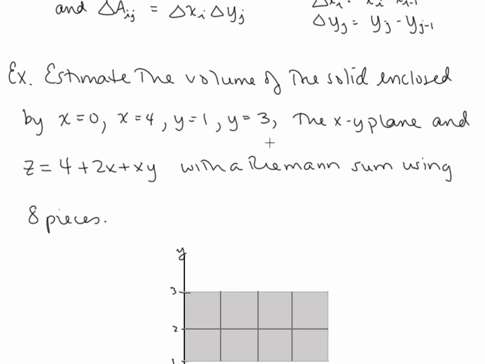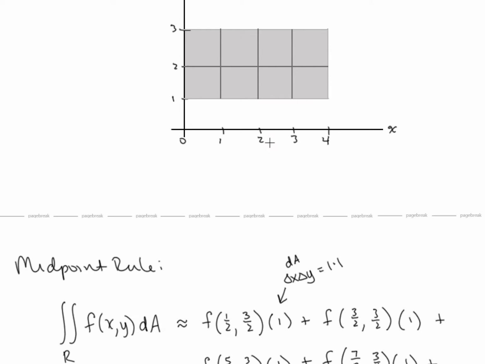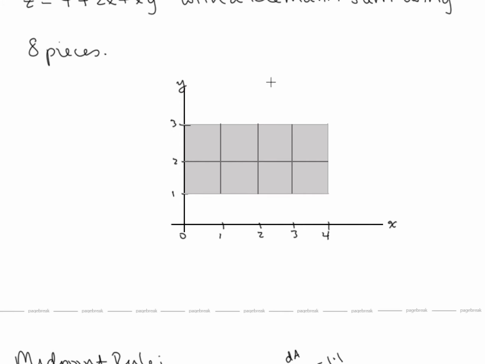So notice that this kind of question is a little bit vague unless they specify what rule we should be using. For example, we could use a midpoint rule similar to what we had in Calc 1. For the midpoint rule, we would want to evaluate f at the midpoint of each of those rectangles, which means we're going to take the midpoint of each of these x intervals and match that up with the midpoint of each of the y intervals. So that's going to give us the point 1/2, 3/2 here, and 3/2, 3/2 here.